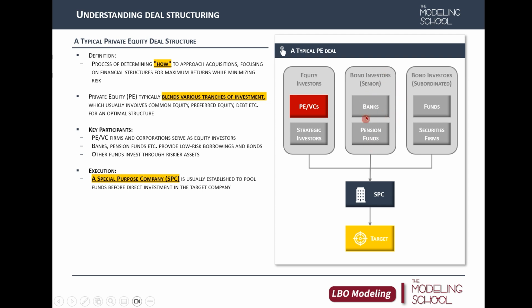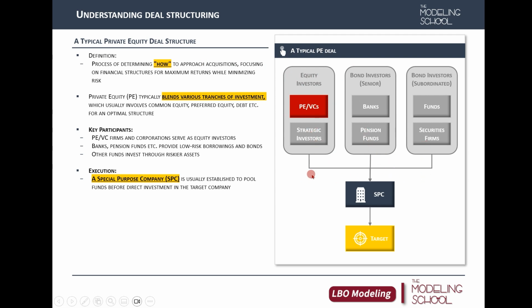The senior bond investors about 30 to 40%, and the subordinated bond investors the rest. But this is just an example of the figures. They can vary a lot by each individual deal structure.